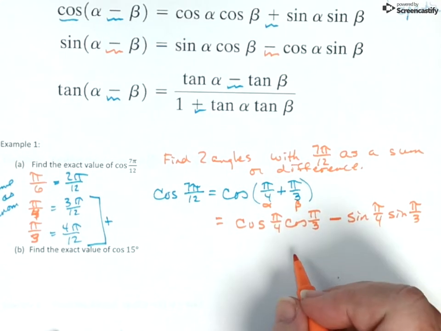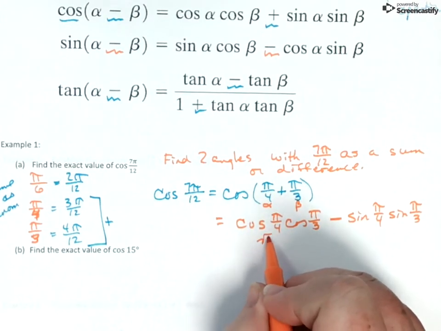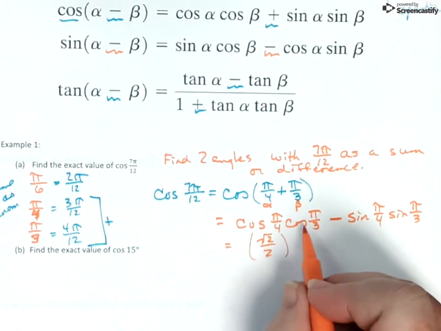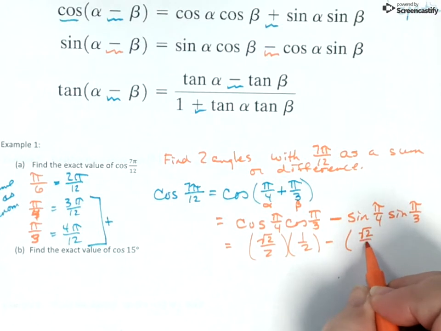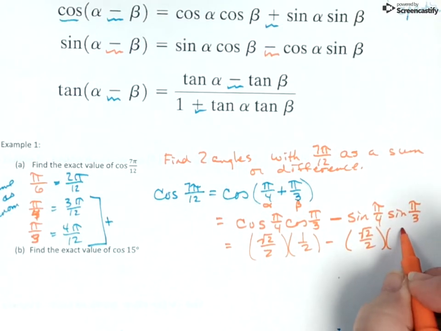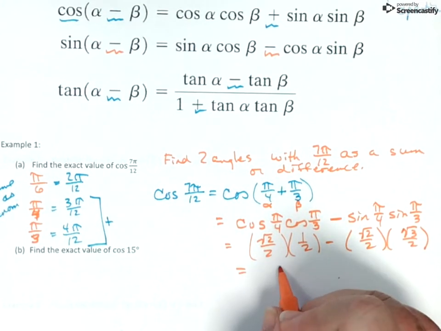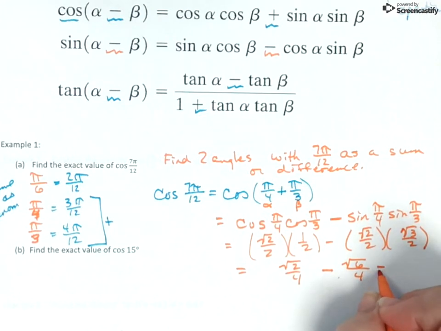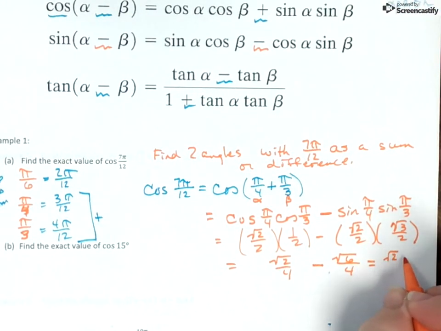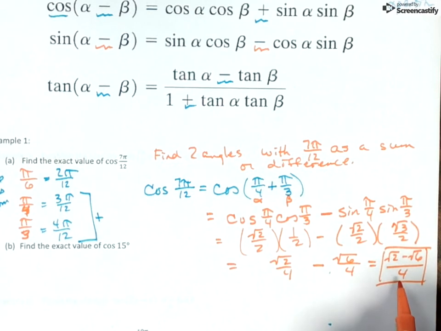Now I have things on my unit circle. I know that the cosine of pi over 4 is root 2 over 2, and the cosine of pi over 3 is 1/2. The sine of pi over 4 is root 2 over 2, and the sine of pi over 3 is root 3 over 2. I'm now going to multiply these together, so that's root 2 over 4 minus root 6 over 4. We have a common denominator, so I'll make that one fraction: root 2 minus root 6 over 4. Now, both of these answers are acceptable.